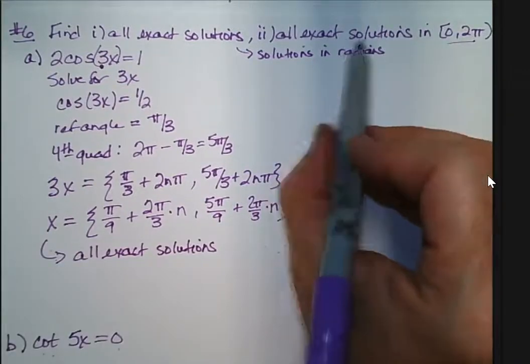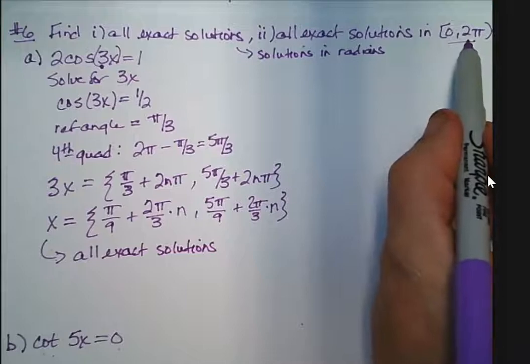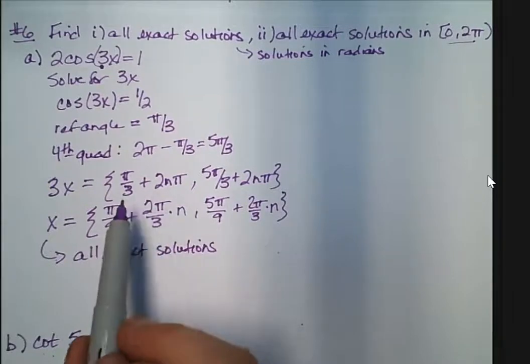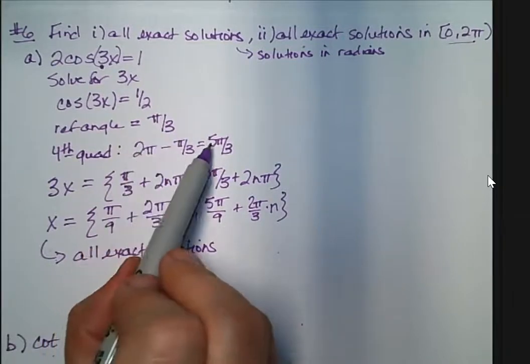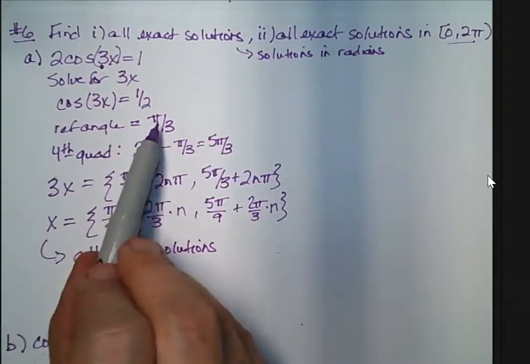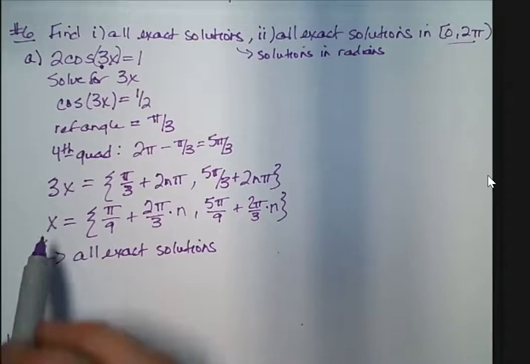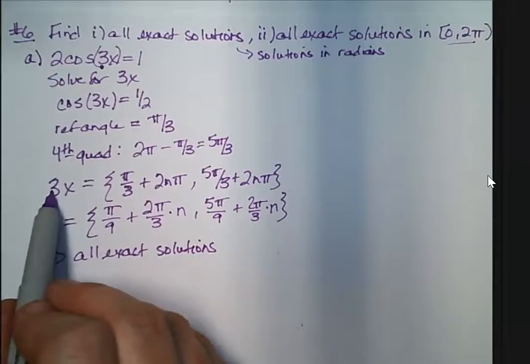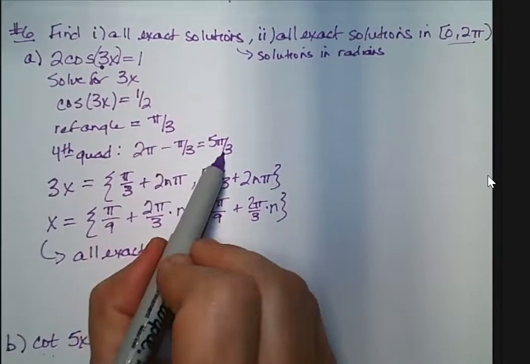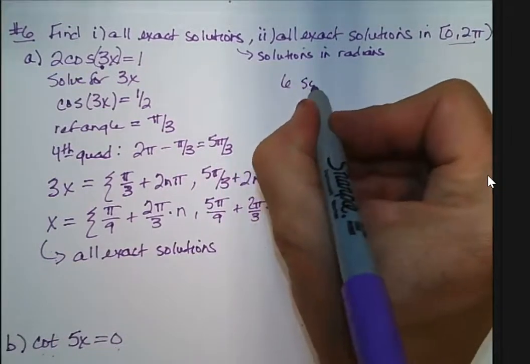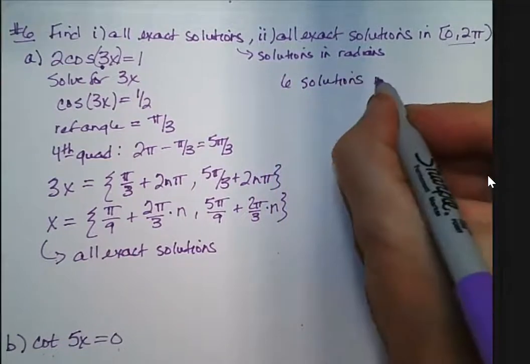Now what we want to do is find all the exact solutions between 0 and 2 pi. We're going to go back to this and find all the solutions from these two that would be between 0 and 2 pi. And what we should come up with, since we had two solutions that were between 0 and 2 pi for the 3x, is that for x we should end up with 3 times as many solutions as what we had up here. Since we had two solutions here, that means we should end up with a total of 6 solutions that are in the interval from 0 to 2 pi.